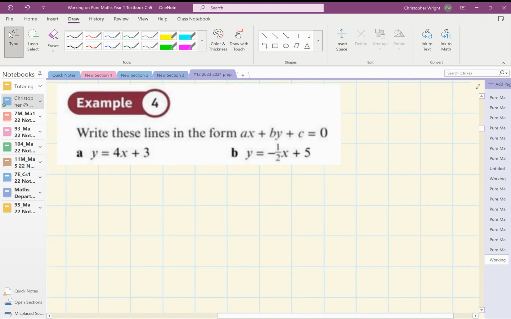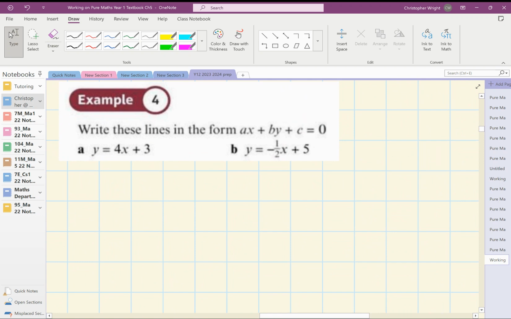Write these lines in the form ax plus by plus c equals 0. Okay, so it simply wants me to rearrange these two equations. So in this case, I'm subtracting y from both sides, which gives me 0 equals 4x minus y plus 3. So I've got 4x minus y plus 3 equals 0.